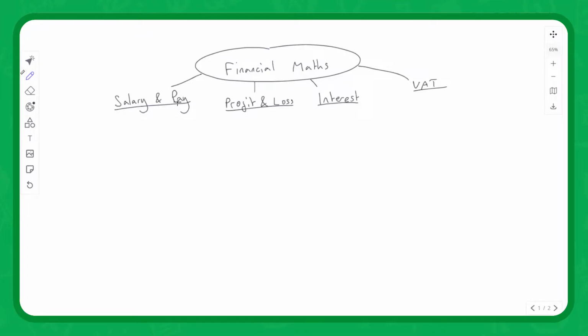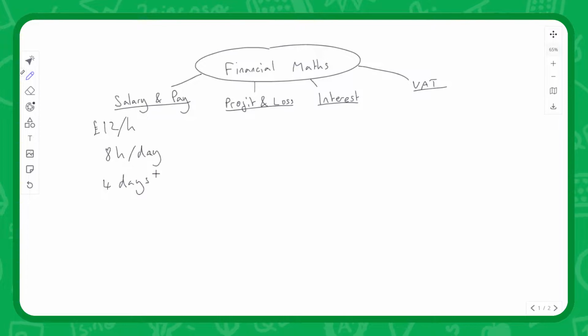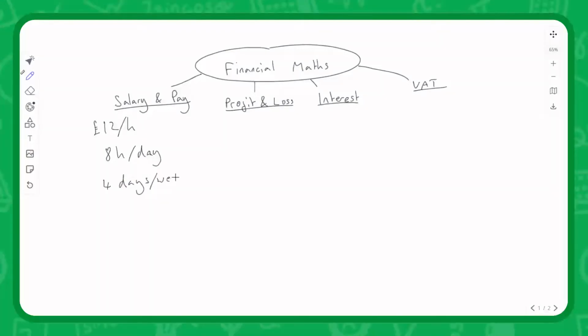Well, this is often represented by, if we're converting, say, hourly wage into weekly salary. So, let's say we earn £12 per hour, and we want to work out how much we earn per week. Well, let's say we do 8 hours per day, and let's say we have Fridays off, so we do 4 days per week. And we want to work out how much we earn in a week.